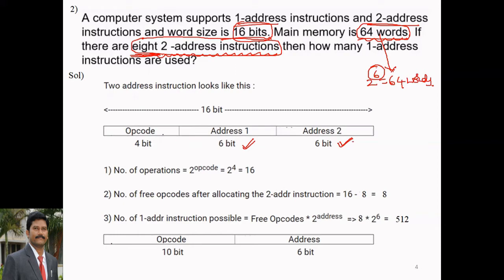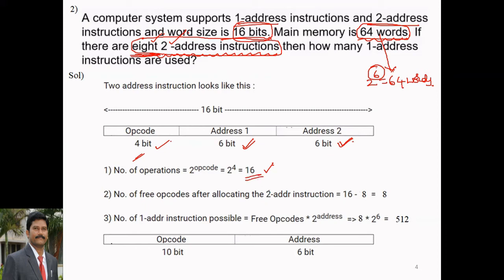So now what is the opcode size? 16-bit minus 12, that is 4-bit for the opcode. This is the two address instruction from the given information. Now by looking into this, how many number of operations originally are possible? 2 power 4 opcodes, and that many instructions, right? 2 power 4 equal to 16 instructions, that is two address instructions are possible. Now in the problem he has given 8 two address instructions, right? So how many number of free opcodes are there?